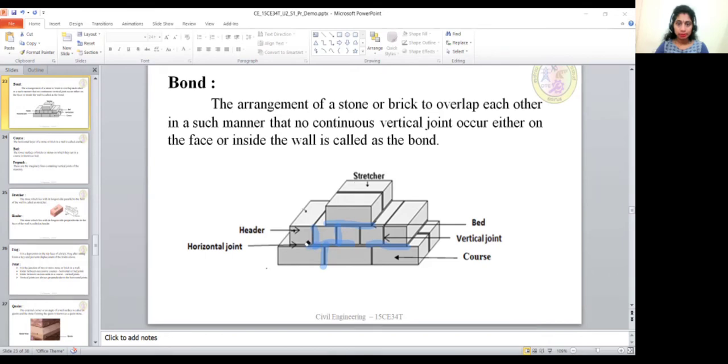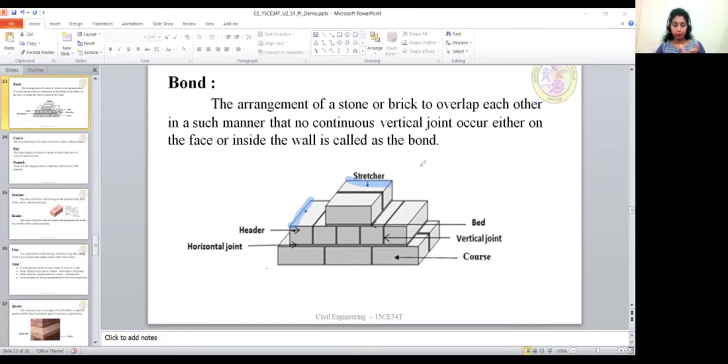Okay, let me erase this. I hope you all understood the concept. The stone which lies with its longest side parallel to the face of the wall is known as stretcher. The stone which lies with its longest side perpendicular to the face of the wall is known as header.